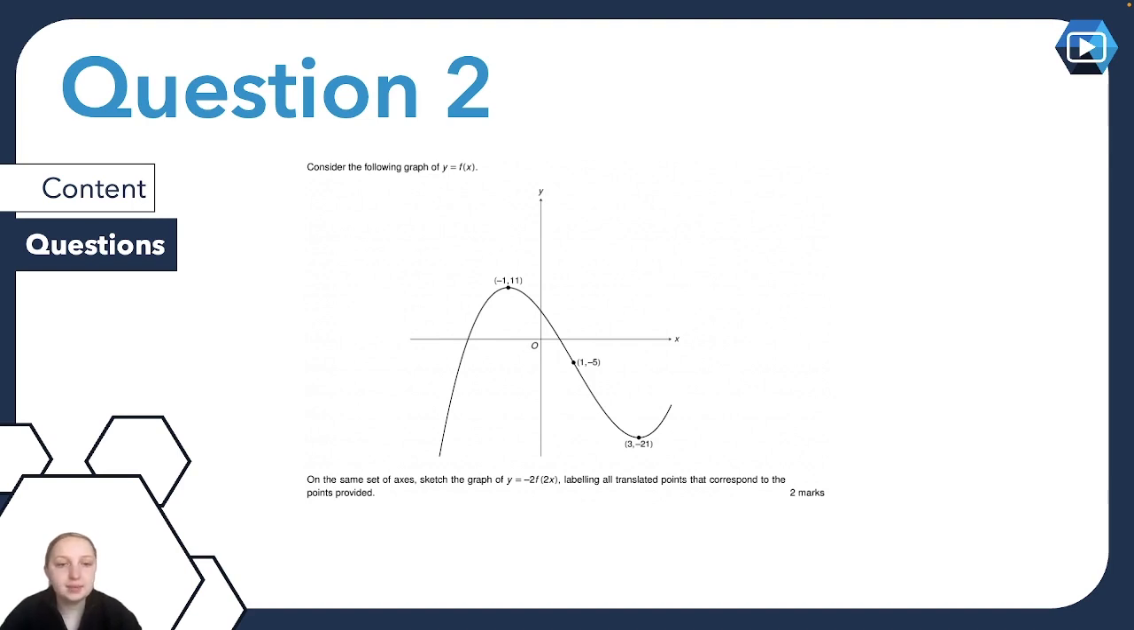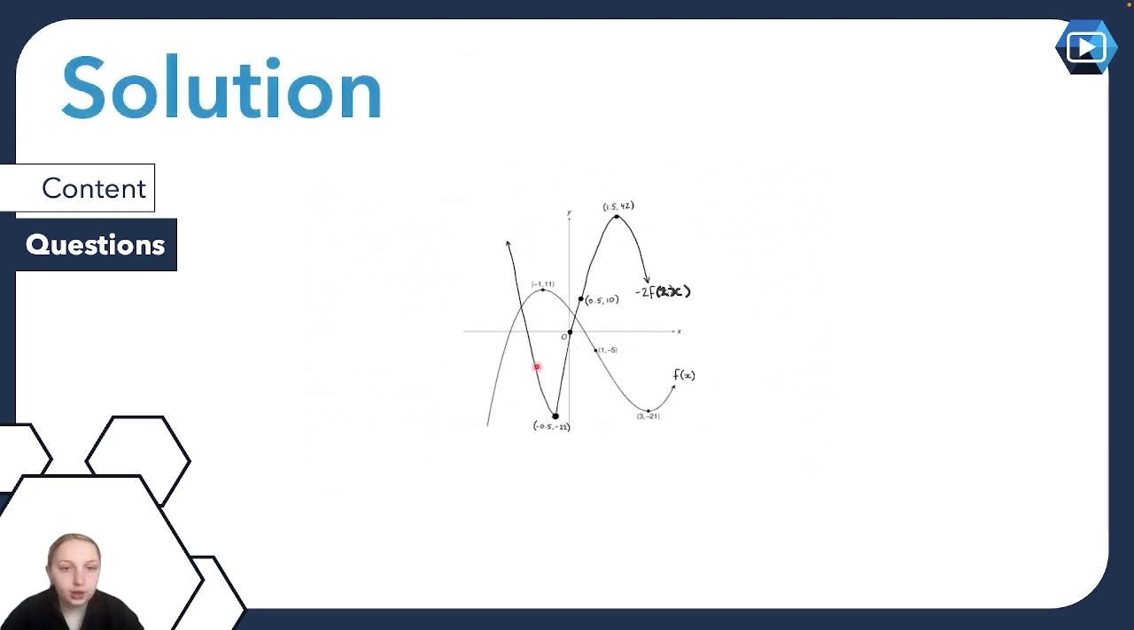So, on the same set of axes, sketch the graph of y equals -2f(2x), labeling all translated points that correspond to the points provided. This is worth 2 marks. You get the first mark for doing your vertical dilation and the second mark for doing the horizontal dilation, both occurring correctly, and you'd get the 2 marks.